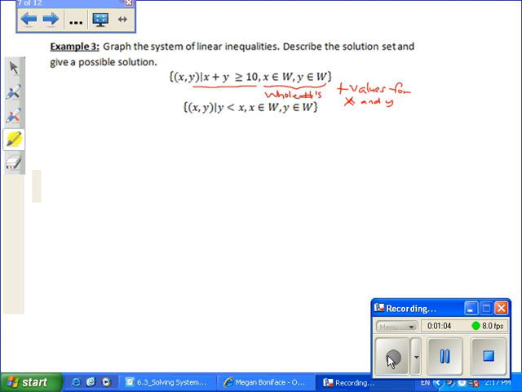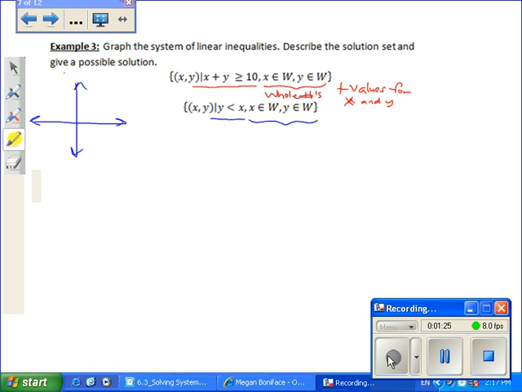Okay, the second linear inequality that I'm going to graph. Okay, well there's going to be the boundary line, y is less than x. And again, I have whole numbers. Okay, so this is true for both of my lines. If I only have whole numbers, if you think about your graph for a second.